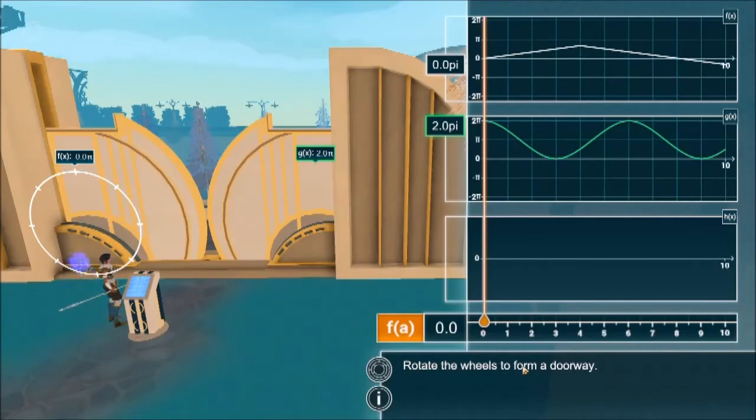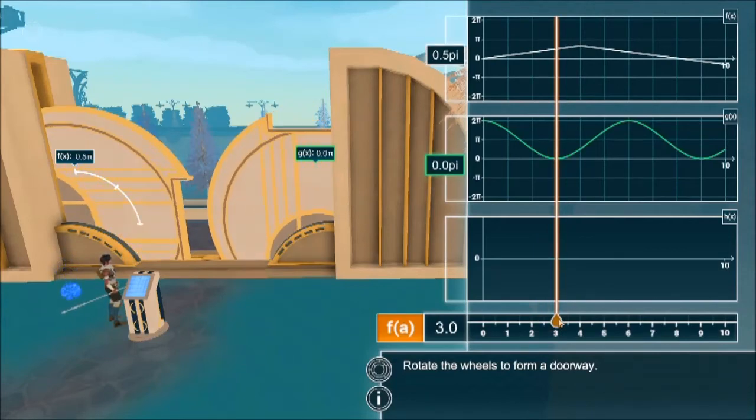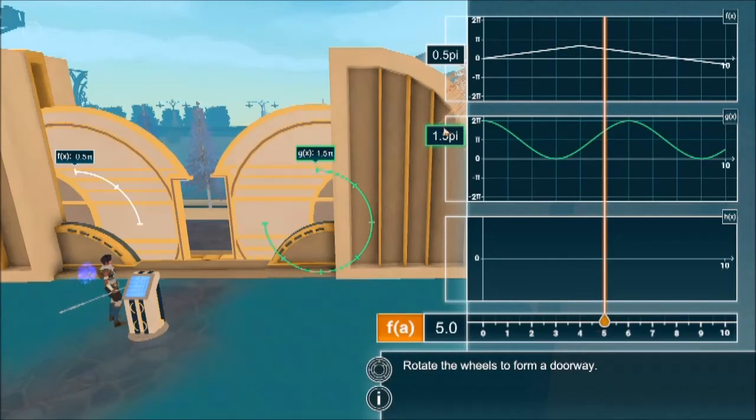So here, rotate the wheels to form a doorway. So now we're starting to use pi and 2 pi and all of that kind of stuff. So we probably want the point wherein they're equal. So where they're both 0.5. Because it's not the case here, we want to find another point on here that's 0.5, which is going to be about there. Which then makes this 1.5, which, because it's the opposite direction, yeah, that makes sense. There we go.